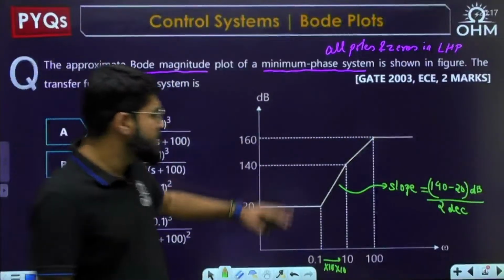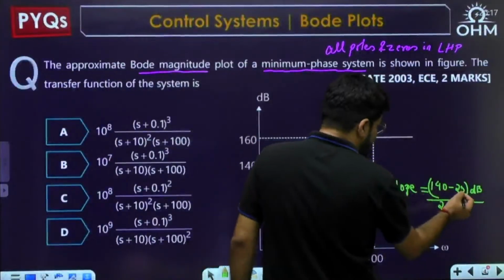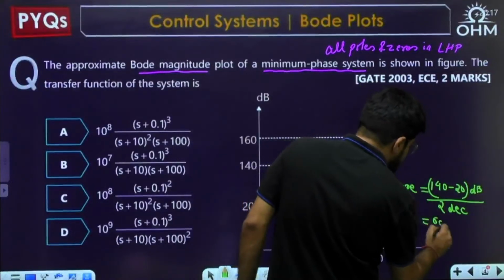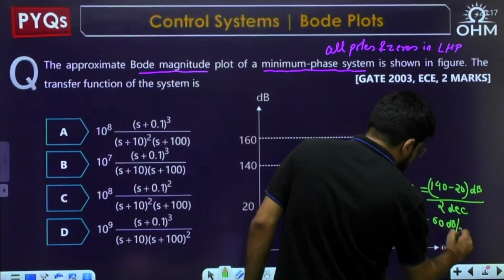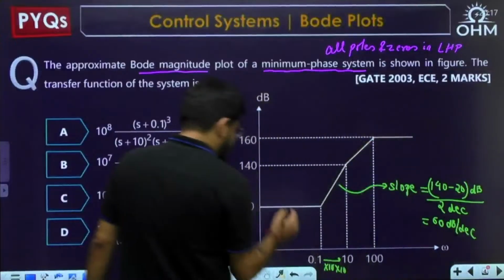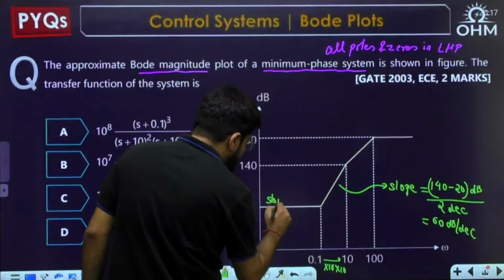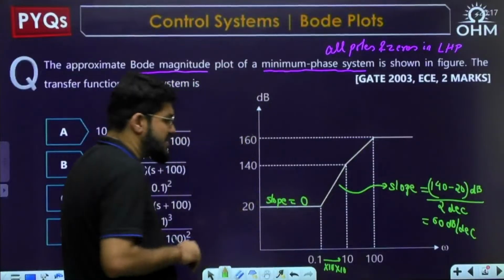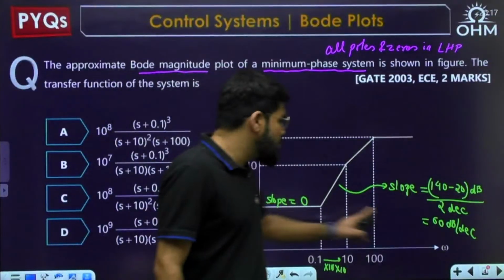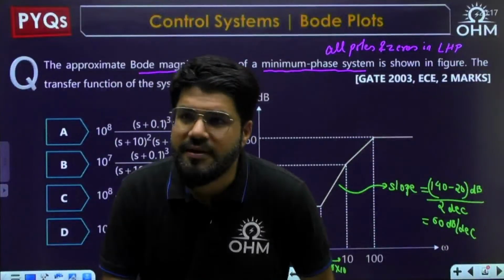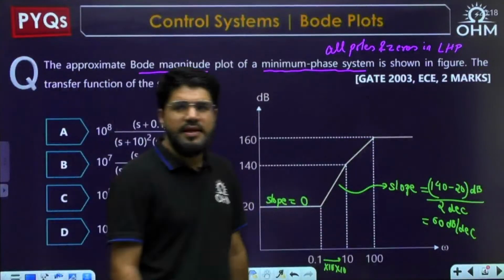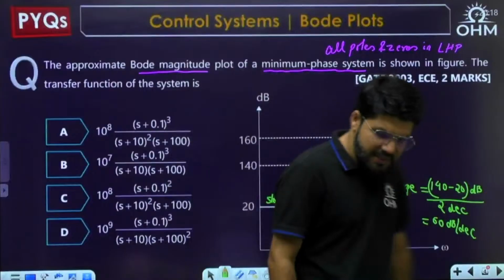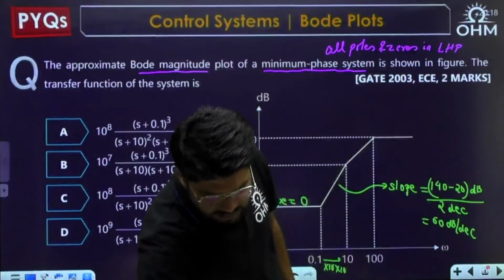So how much is the slope of this line? This is 120 divided by 2, which is 60 decibel per decade. How much was the initial slope? It is 0 because it is parallel to the x-axis. The slope which was 0 suddenly changes to 60 decibel per decade. Correct?